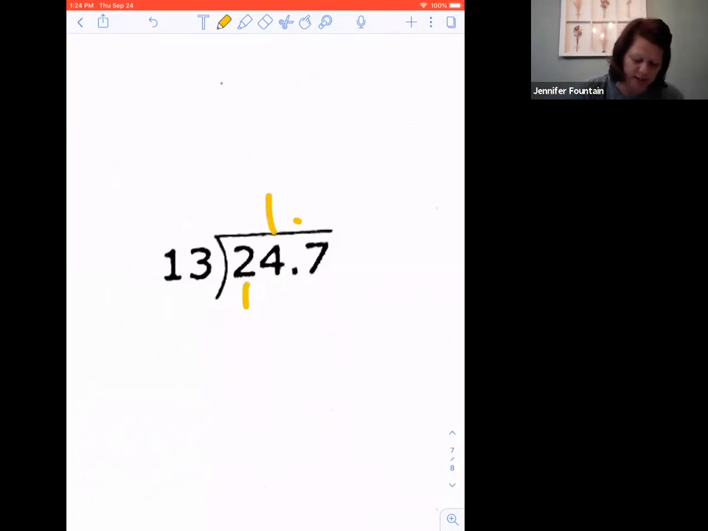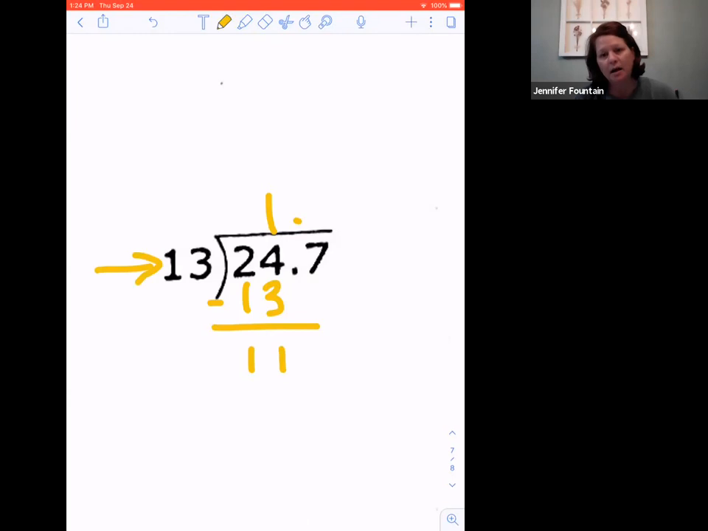1 times 13 is 13. I'm going to subtract. 4 minus 3 is 1. 2 minus 1 is 1. Remember, it's at this step that you want to compare what your answer is after you subtracted to what your number is on the outside to make sure you divide it enough times, okay? If this number here is larger than this number up here, I know I haven't divided enough times. But this time I have. 11 is less than 13, so I can bring down my 7. Now I've got 13 into 117.